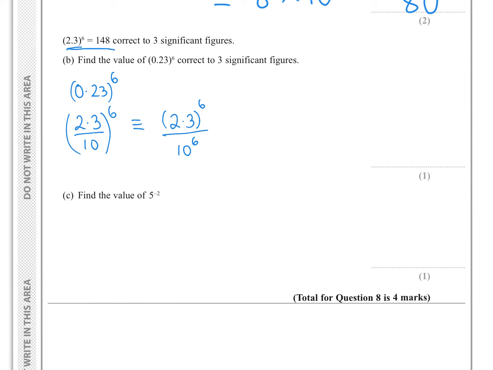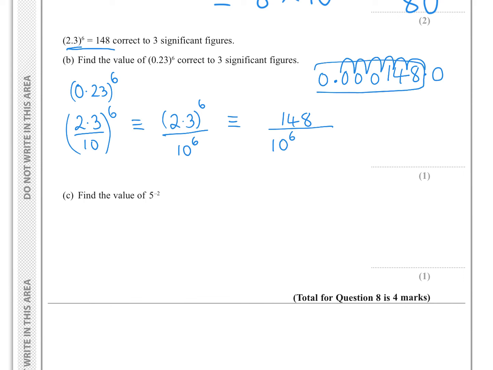zeros, which is 1,000,000. So we know the answer is going to be 148, and we've got to divide that by 10 6 times. So if we take the number 148, let's divide it by 10 6 times. So that's 1, 2, 3, 4, 5, 6. Let's get rid of this 0 here. So what we're left with is 0.000148, and that would be to 3 significant figures.